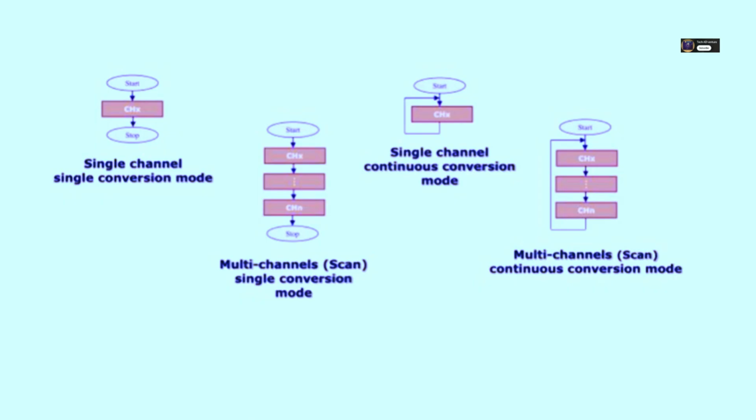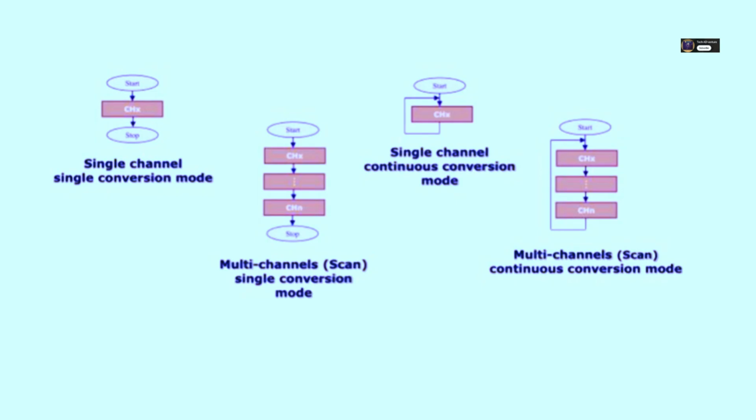Yes, ADCs can operate in various modes, dictating how and when they perform conversions. Single conversion mode is basic. You trigger it, it converts once, then stops until triggered again. Continuous mode is useful. You trigger it once, and it just keeps converting back to back, constantly updating its output register with the latest value.